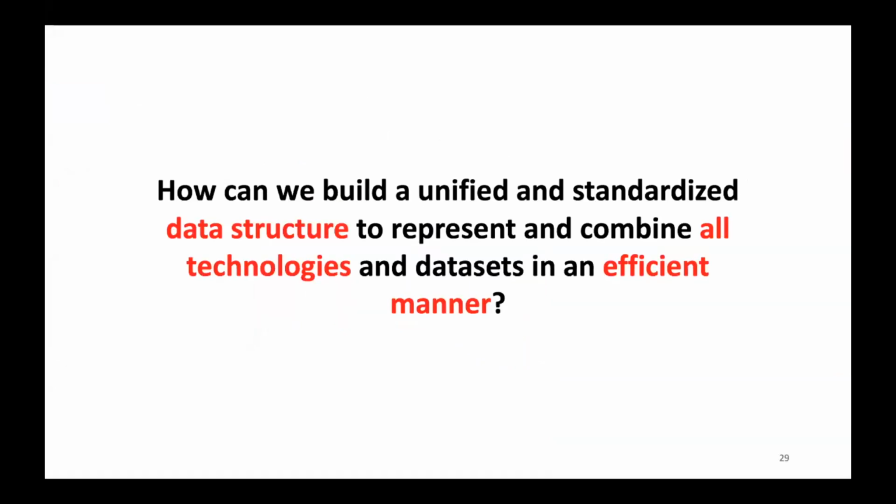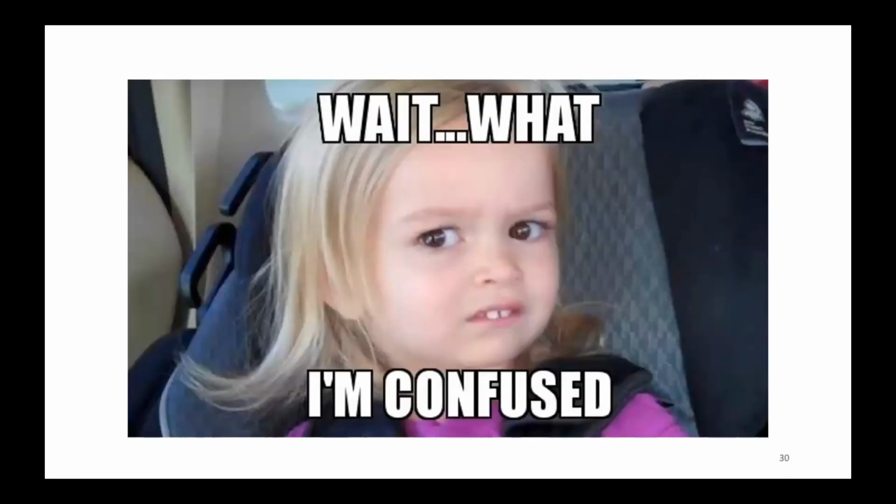All right, so this all brings me to the fact that, early on, we started thinking about how we can build a unified and standardized data structure to represent and combine all these different technologies and data sets in a really efficient manner, and something that we can use in our daily lab life. So maybe some of you are very confused about what exactly I mean, and I understand that. So I'm going to go a little bit deeper.